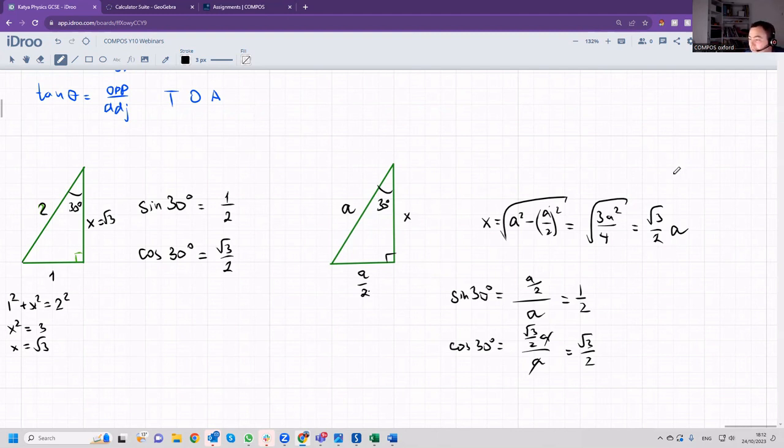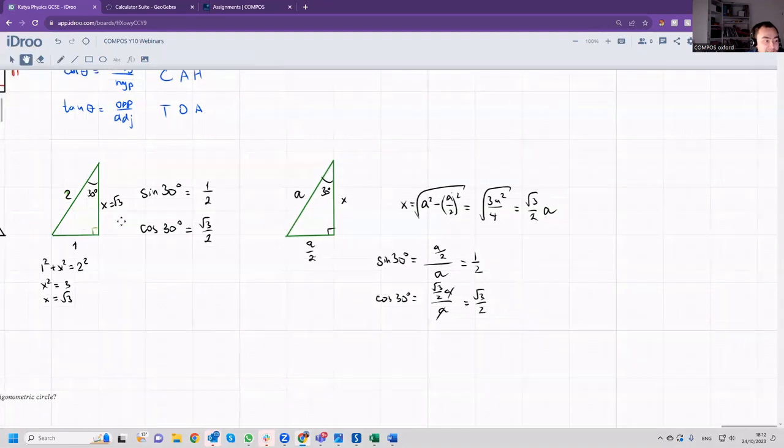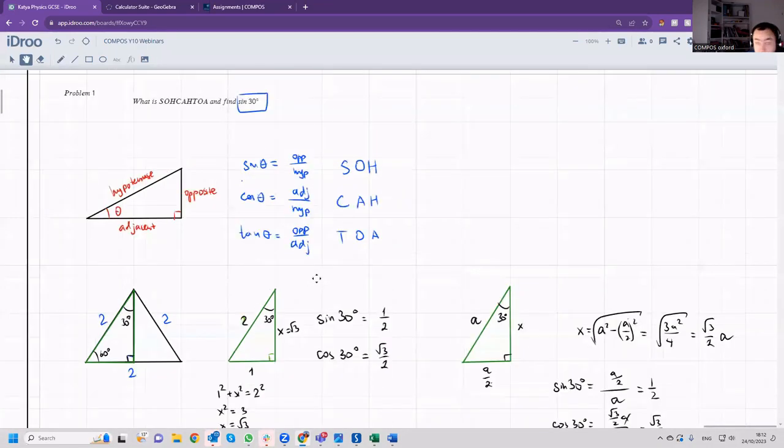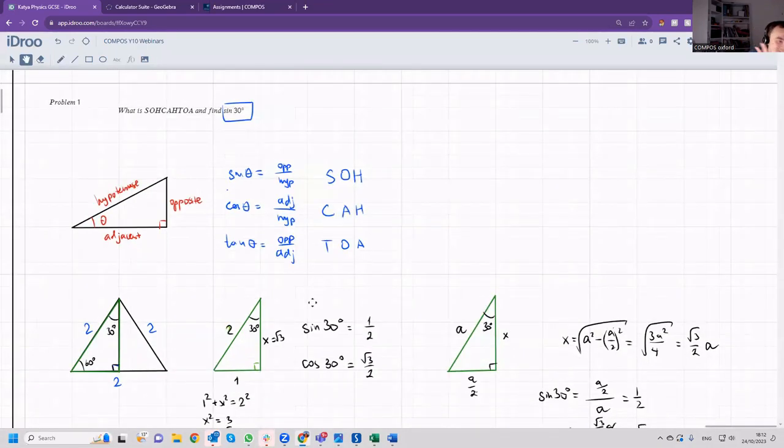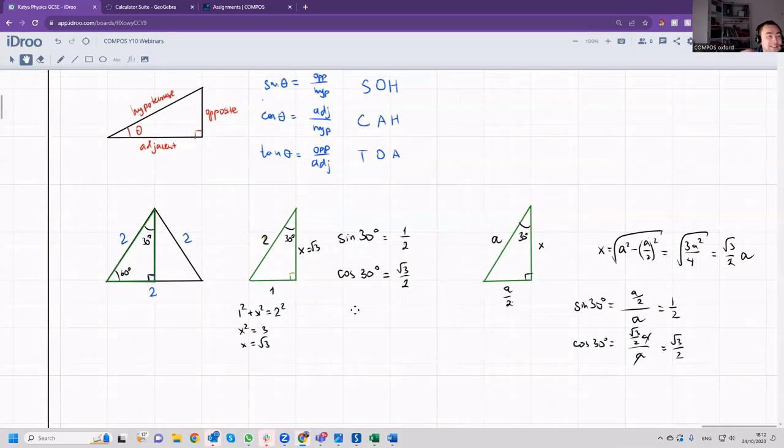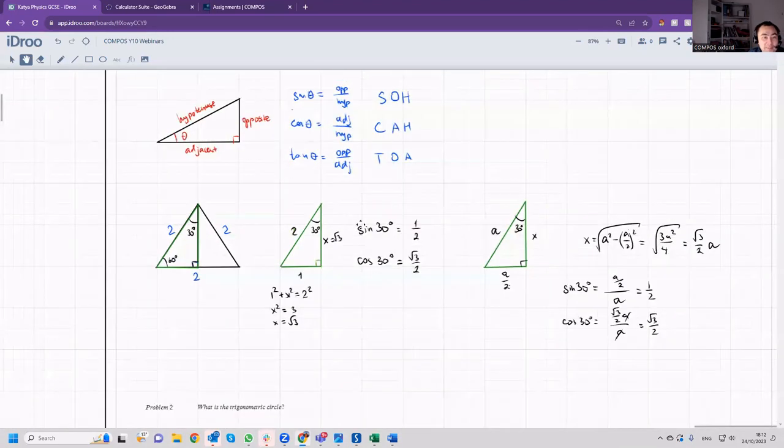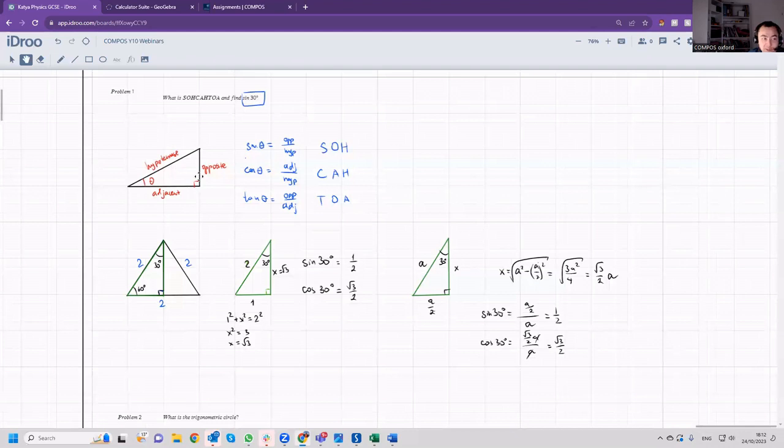Okay, since you fully understand this, let us move to the interesting stuff. Are you all happy with this? Are you all happy with SOHCAHTOA? Are there any questions? Because you need a solid understanding of this to move on.